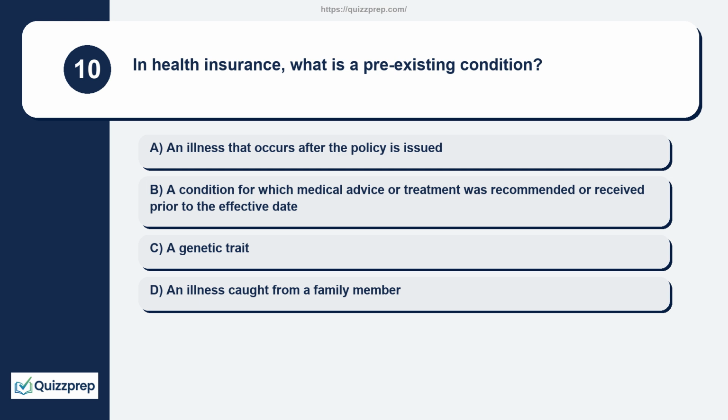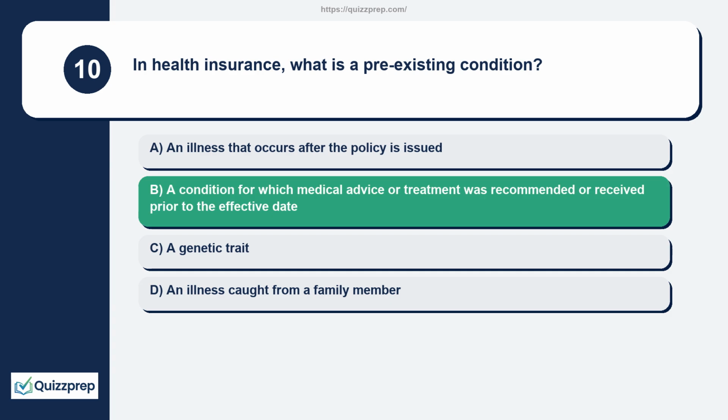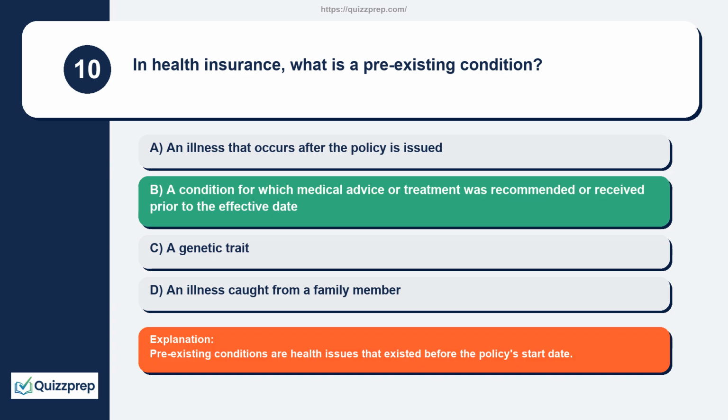Question 10. In health insurance, what is a pre-existing condition? An illness that occurs after the policy is issued. A condition for which medical advice or treatment was recommended or received prior to the effective date. A genetic trait. An illness caught from a family member. Pre-existing conditions are health issues that existed before the policy's start date.